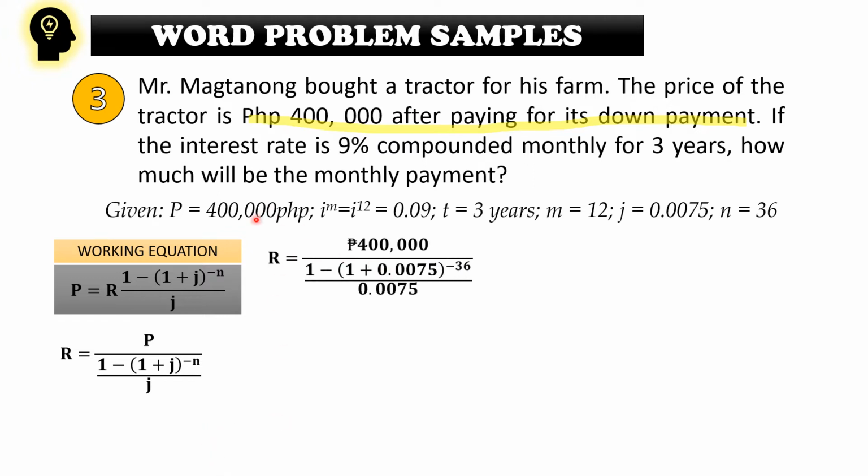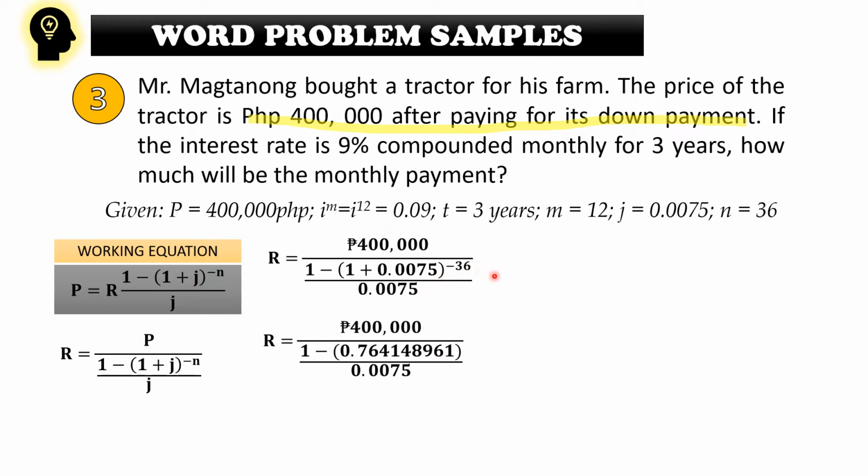So for P, we have 400,000, the principal amount. Okay? 1 minus quantity 1 plus J. The value of J is 0.0075 raised to negative N. N is 36. So we have here negative 36 all over J, which is 0.0075. The first thing to do is to add these two numbers enclosed by a parenthesis. So what that is equal to 1.0075, then raised to negative 36.